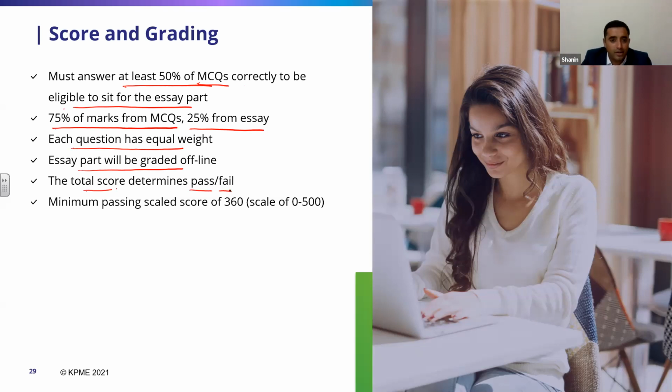So it's purely binary results. You either pass or fail. They also give you a score, showing how comfortably you have passed. Your passing mark is 360 out of 500. It's a scale of 0 to 500, of which 360 is the minimum passing score that you need.